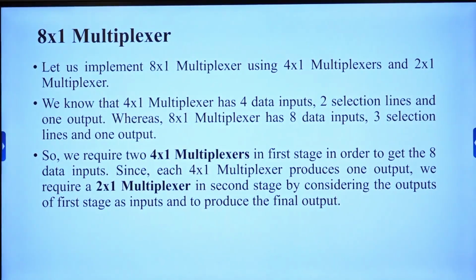Okay. Now, we've already seen that a 4 by 1 multiplexer has 4 inputs, 2 select lines and 1 output, right? So, for designing an 8 by 1 multiplexer, we require 8 inputs, 3 select lines and 1 output. So, here we are taking 2 4 by 1 multiplexers in the first stage in order to accommodate those 8 data inputs, and each 4 by 1 multiplexer will produce one output, which we are connecting to a 2 by 1 multiplexer in the second stage.